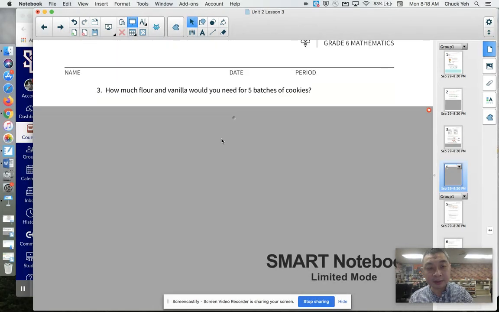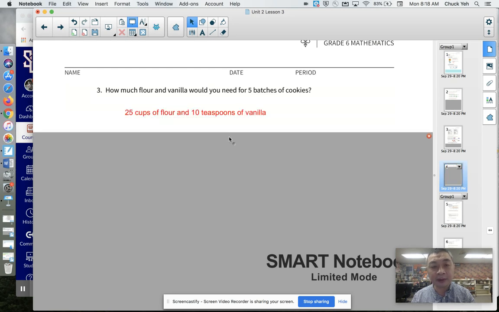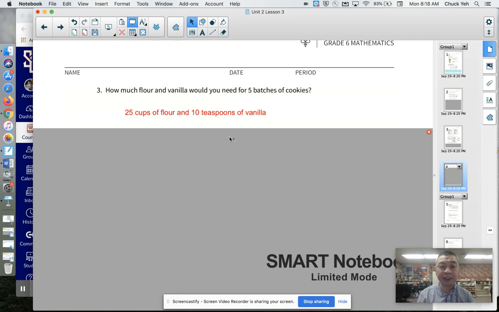And then here, how much flour and vanilla would you need for 5 batches? You don't have to draw a diagram. You just need to know how much flour and vanilla. So what do you think? Pause it and unpause it when you think you're ready. 25 cups of flour and 10 teaspoons of vanilla. Right? Because 5 times 5 is 25. 5 times 2 is 10.